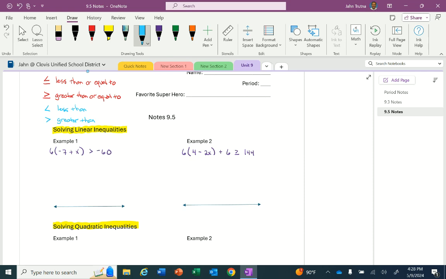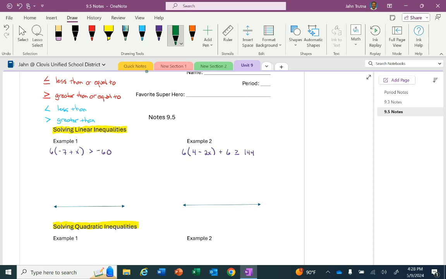And if you notice, example number 1 for the linear inequalities has a greater than symbol. Example number 2 in the linear inequalities has a greater than or equal to symbol in it. All right, so how do we solve these? Let's go about solving these.